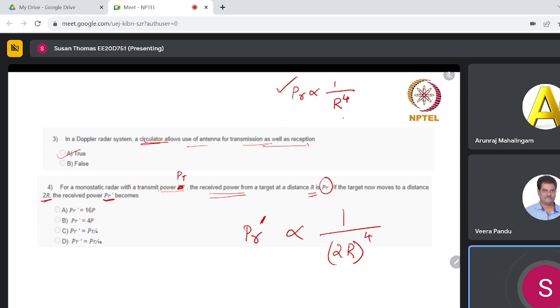So PR will become PR dash. Okay. Now tell me what will be PR dash. Yes, right answer. So PR dash will be 1 by 16 times PR. Okay. So the right option is option D.